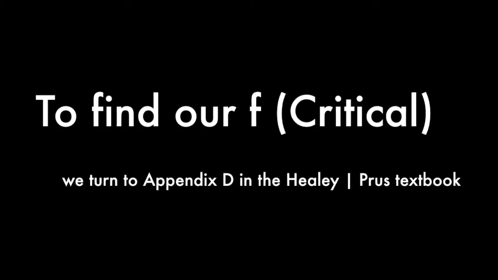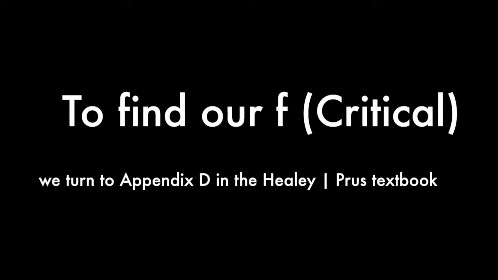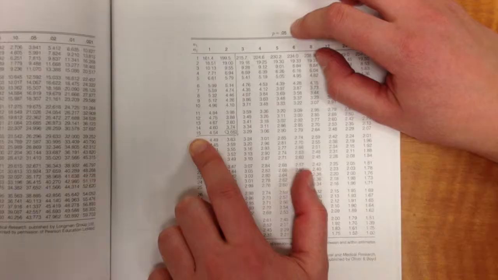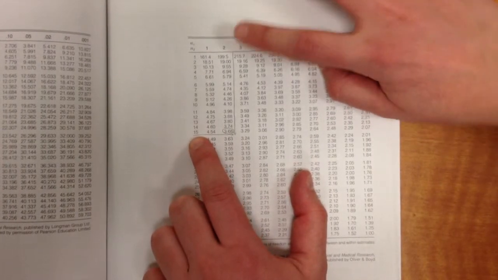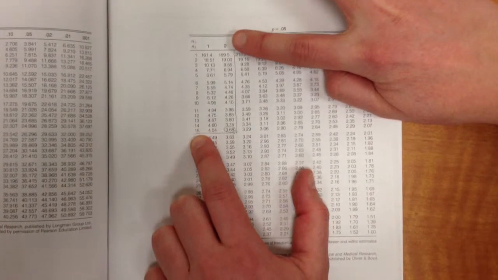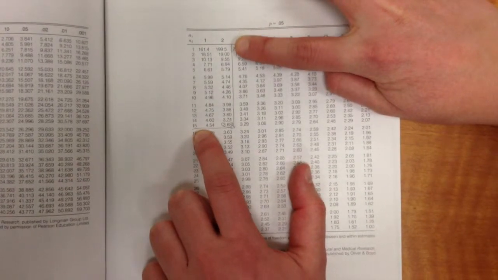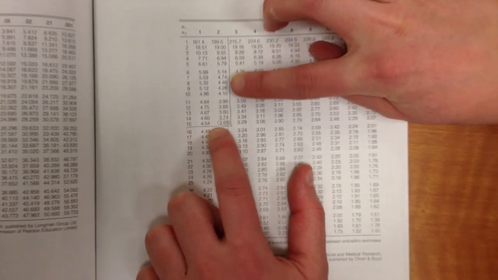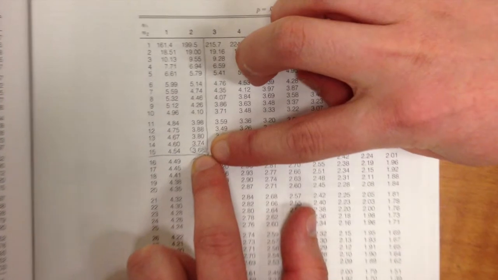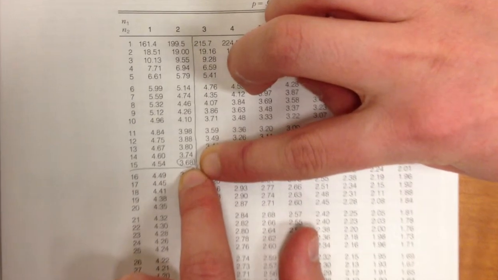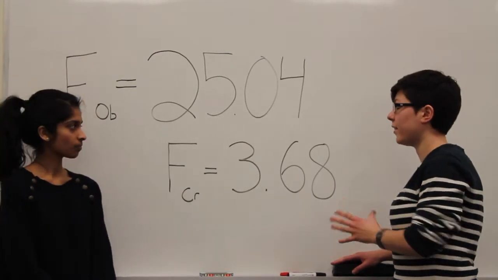Now we need to compare our F obtained with an F critical. To find F critical, we need to go into Appendix D of our textbook. We need to use our degrees of freedom, DFW and DFB, to find our F critical, but first we must choose an alpha level. For the sake of this presentation, we're going to choose an alpha level of 0.05. Now we follow our DFW of 15 to the DFB of 2, and we find that our critical level is 3.68. So our F obtained is greater than our F critical.